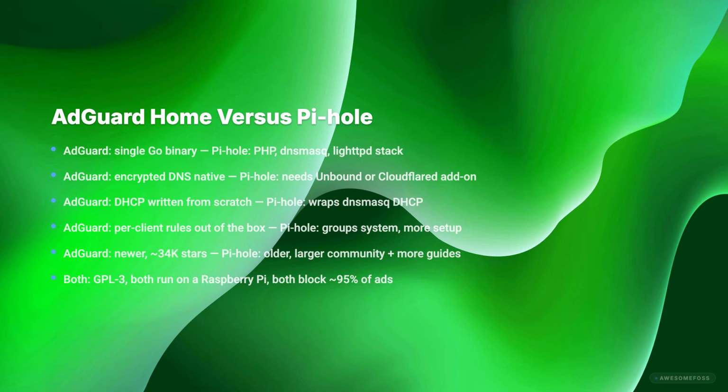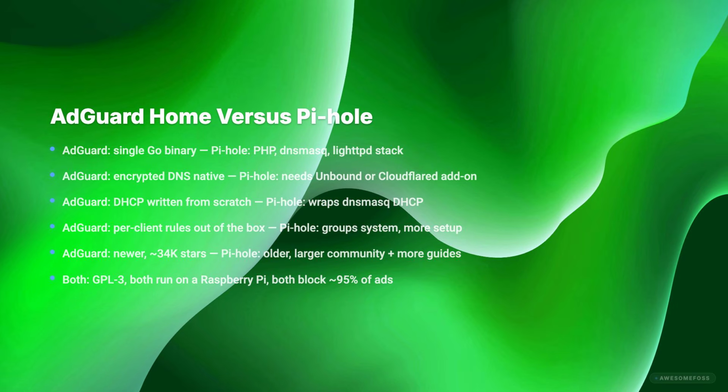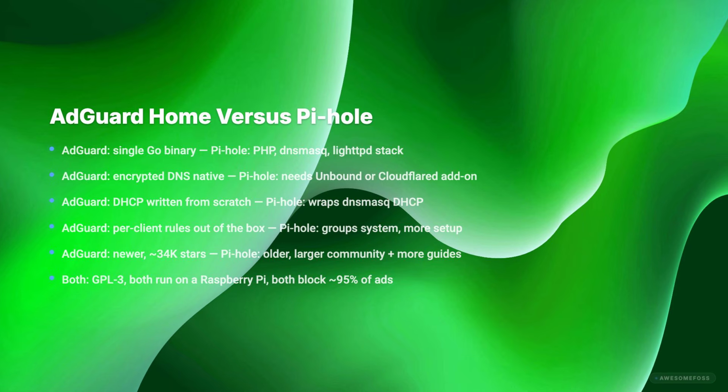Pi-hole's DHCP is a wrapper around the dnsmasq DHCP server. AdGuard Home implements its own DHCP from scratch in Go. Pi-hole's per-client configuration improved in version 6, but is still more complex than AdGuard's. Pi-hole has more community block lists. AdGuard Home has more native protocol support out of the box. Both are GPL3, both run on a Raspberry Pi Zero, both block roughly 95% of what shows up in a real home network. And either of them is a massive upgrade over no blocking at all.